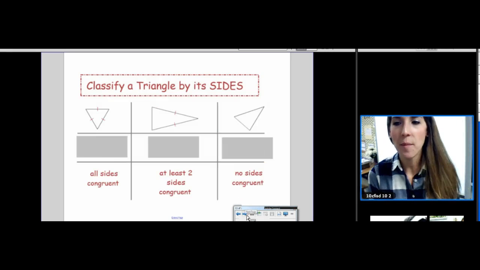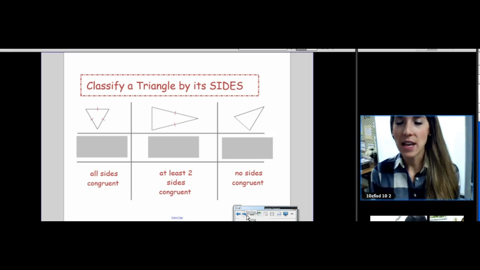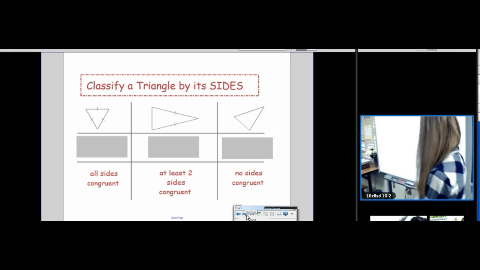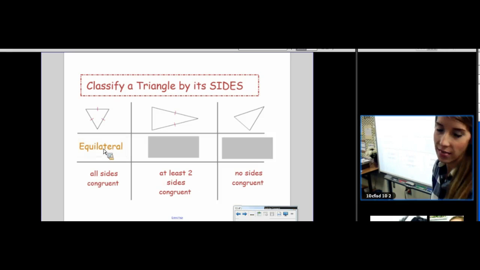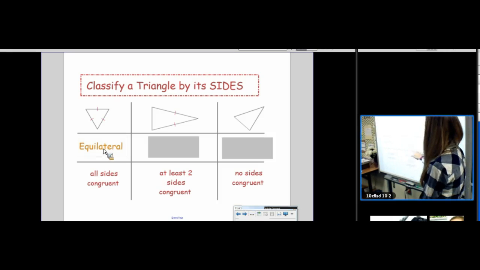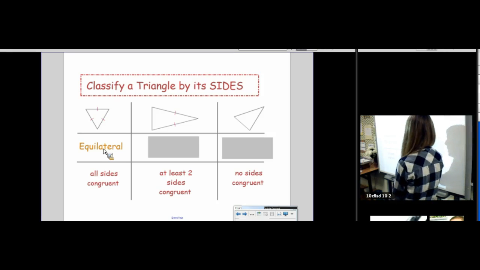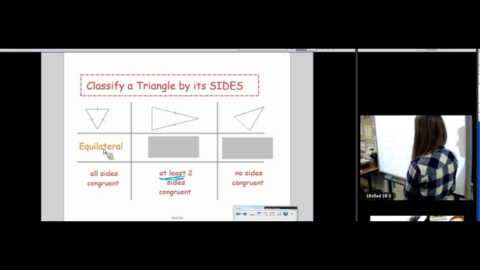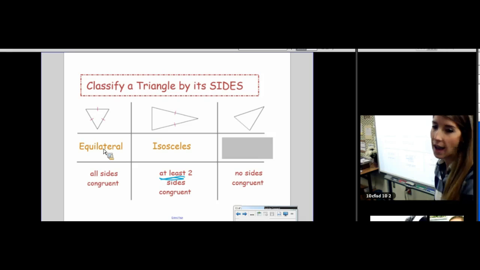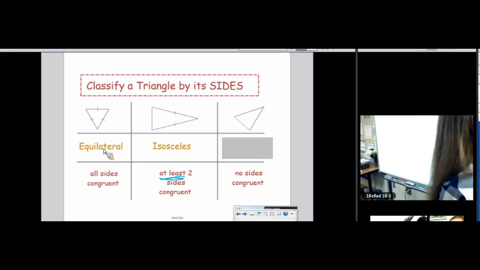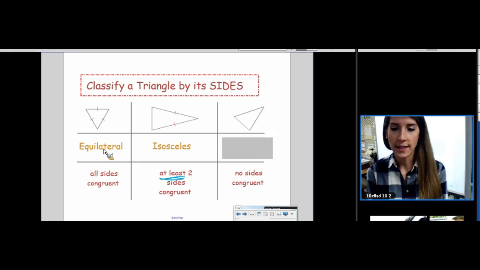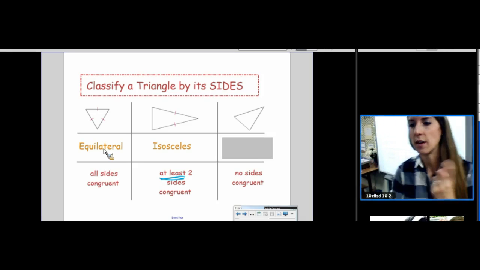Now let's sort a triangle by its sides. I bet you already know these. This is old news, not exciting. All sides congruent, equilateral. At least, notice this is key, at least 2 sides congruent. Isosceles, we'll talk about why that phrase is there. And none, no sides congruent. All 3 sides are different measures.